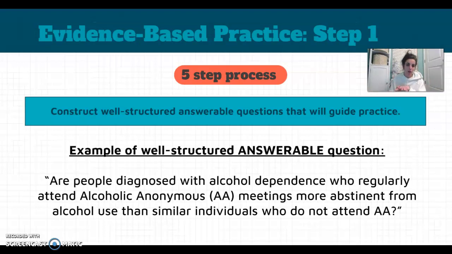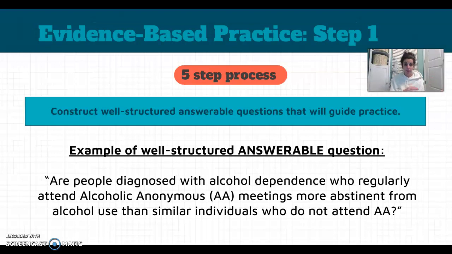But I do have another question up here because I think it helps flesh out what the PICO looks like in a question format. So this is an example of a well-structured answerable question. The question is, are people diagnosed with alcohol dependence who regularly attend Alcoholics Anonymous, so AA, meetings, are they more abstinent from alcohol use than similar individuals who do not attend AA?